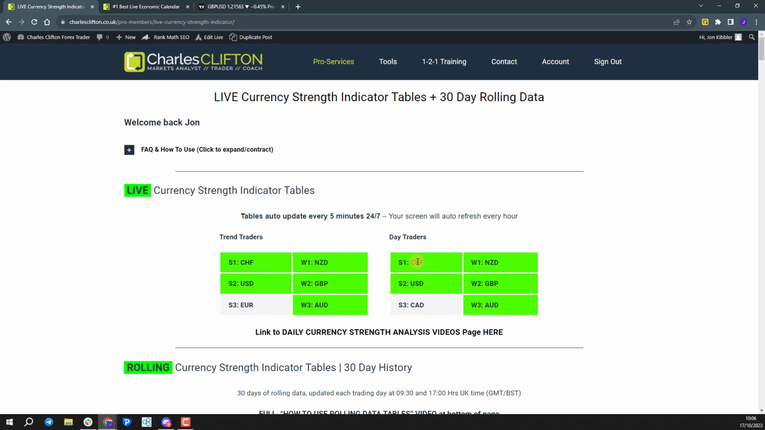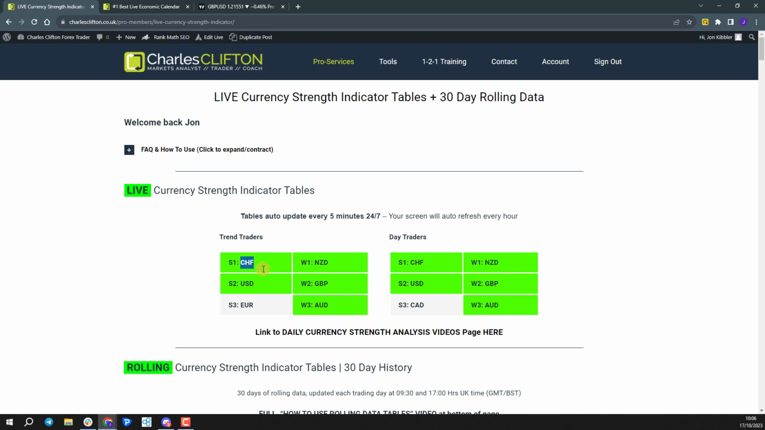We can see that the Swiss franc still remains top as the strongest currency, followed by the US dollar. Had a few changes. The New Zealand dollar is the weakest currency, the pound also the second weakest, and the Aussie the third weakest. That's the same order here on our trend traders table as well. So both tables are in agreement at the moment.